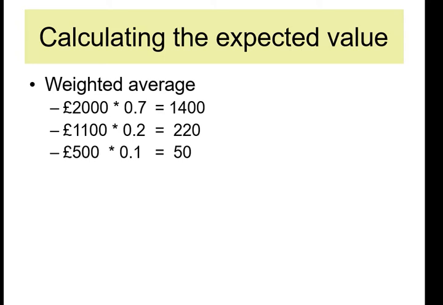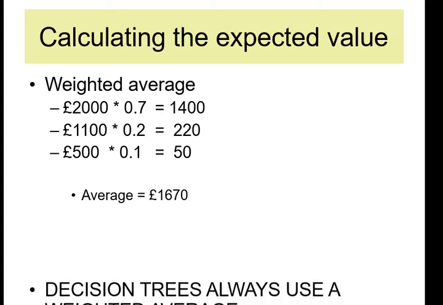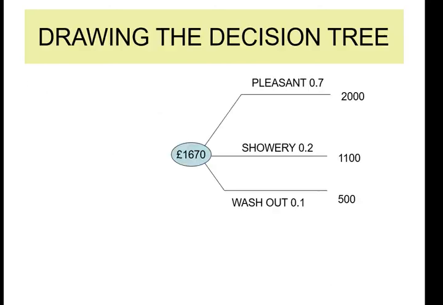There's a 0.2 chance of us earning £1,100, and there's just a 0.1 chance of the washout. So when you do the weighted average, we'd say we expect on average that this fair would bring us in £1,670. So we could draw that just to show that we've got 0.7 chance of this, a 0.2 chance of this, 0.1 chance of this, and by multiplying them all together we put the expected value into the node here on the diagram. A node is just a circle, by the way.